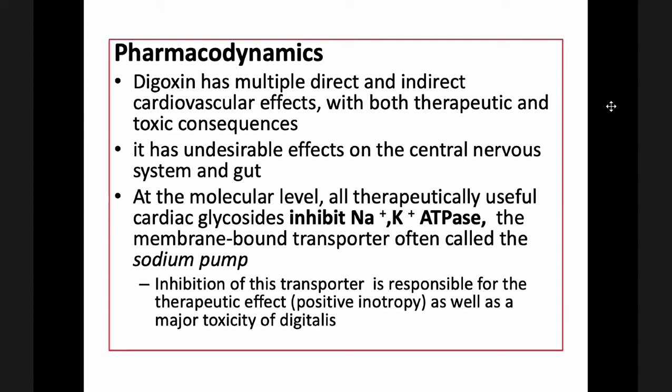It has undesirable effects on the CNS and gut, and at the molecular level, all your therapeutically useful cardiac glycosides will inhibit your sodium-potassium ATPase. This is the membrane-bound transporter, often called your sodium pump. Inhibition of this transporter is responsible for most of the therapeutic effect of your digoxin, which is positive inotropy, as well as some of the major toxicities of your digitalis.